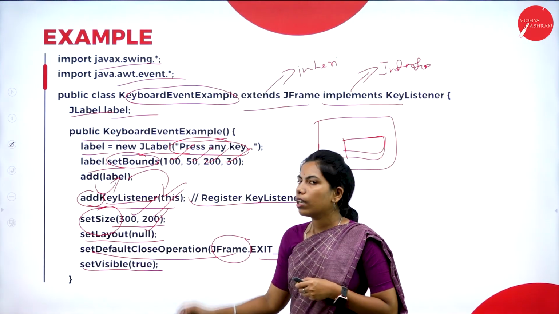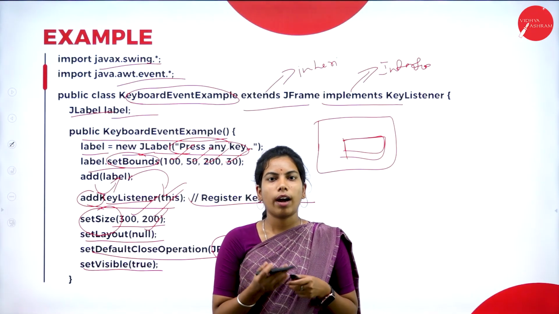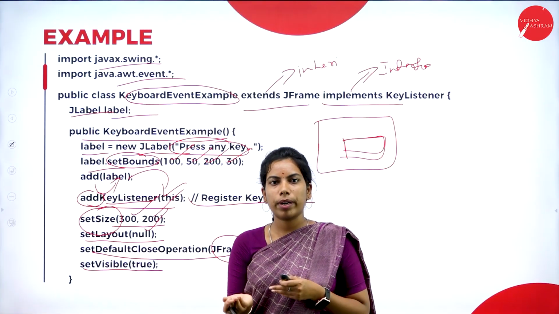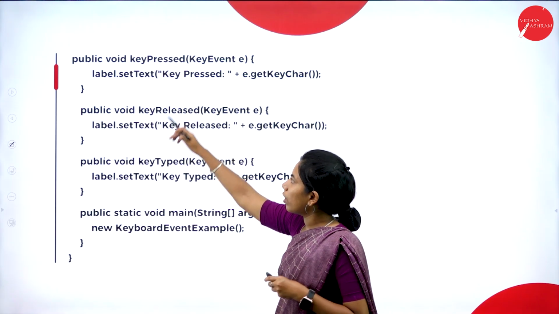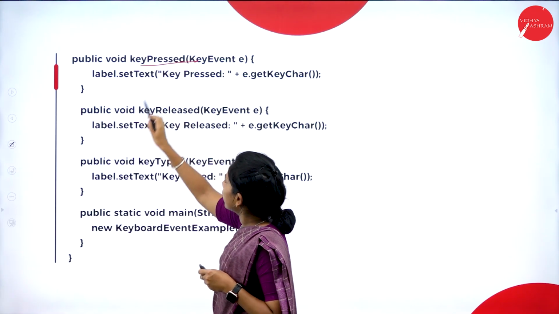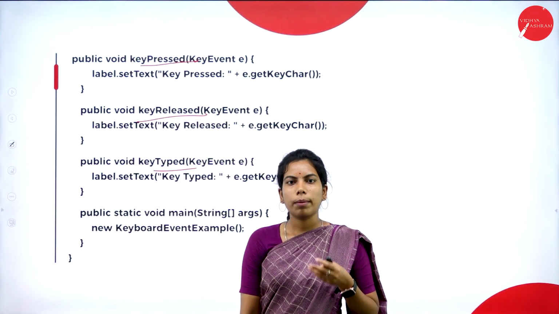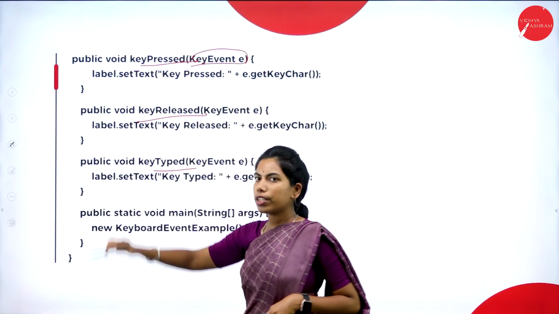This is what a key listener, or keyboard event handling, is. Next we have to add the methods keyReleased, keyPressed, and keyTyped. Let's see the next slide. We have to add the keyPressed method, keyReleased method, and keyTyped method before the main method occurs. Inside each method we pass which object?